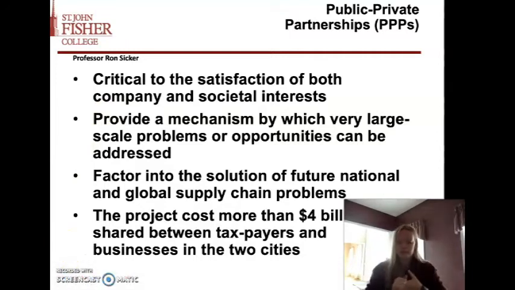Public-private partnerships are basically, you want to think of a government entity and a private sector entity working together to solve a common problem that both of them face. So it's really important to the satisfaction of both the company's interests and larger society's interests. And it has a mechanism by which large-scale problems and opportunities can be addressed in the private sector and the public sector. So it's important to pool those resources of either a government entity and a private entity just to have as much manpower and resources as possible to solve a problem, especially if it's a really big one, like coronavirus. So if a project costs upwards of billions of dollars, it can be shared between taxpayers and businesses in a couple of cities.